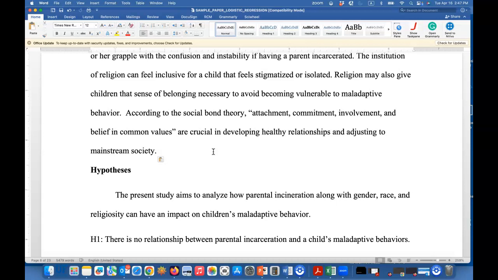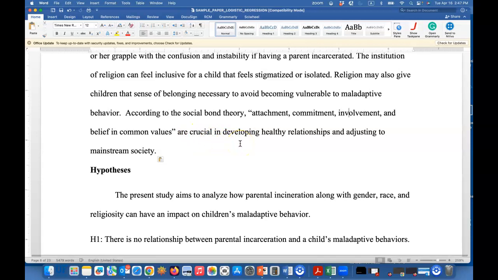And then you want a good closer here. According to the social bond theory, attachment, commitment, involvement, and belief in common values are crucial in developing healthy relationships and adjusting to mainstream society.